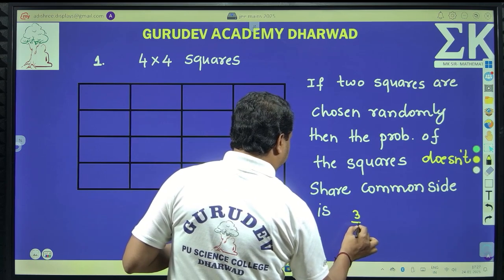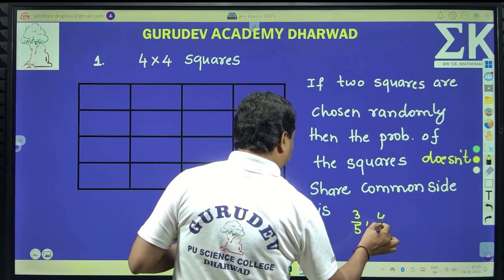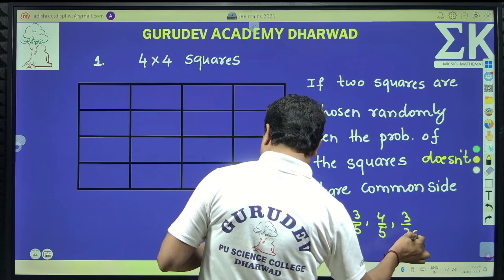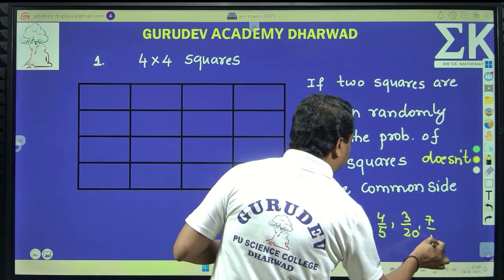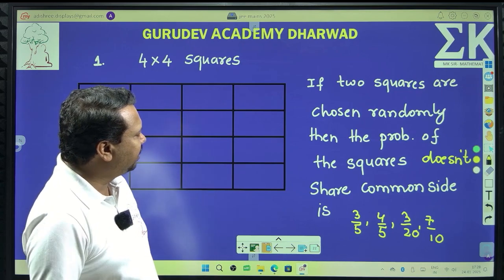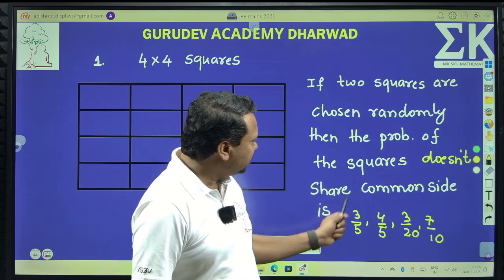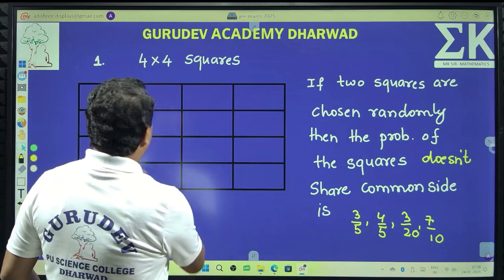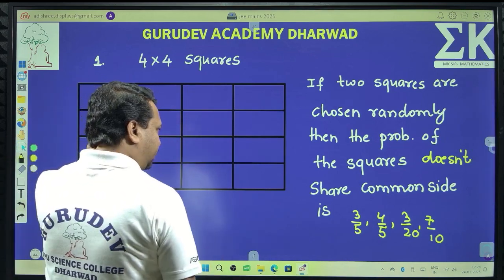Options were given as 3 by 5, 4 by 5, 3 by 20 and 7 by 10. So you have to find the probability of the squares that do not share a common side. This is the question. We have a 4 cross 4 table over here.